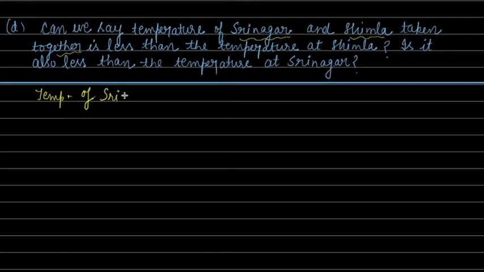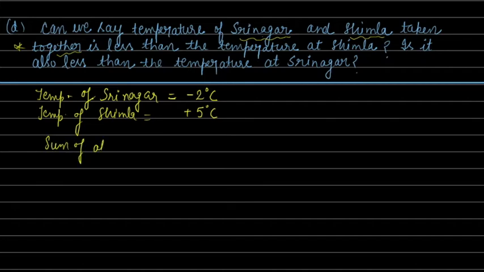Temperature of Srinagar is how much? We have just written -2 degrees Celsius. Another place is Shimla. So we will write temperature of Shimla; from the number line we have observed, it was how much? +5 degrees Celsius. Now when these two temperatures, Srinagar and Shimla, are taken together, it means add them up. So sum of the above two temperatures is how much? -2 degrees Celsius plus 5 degrees Celsius is giving you how much? 3 degrees Celsius.